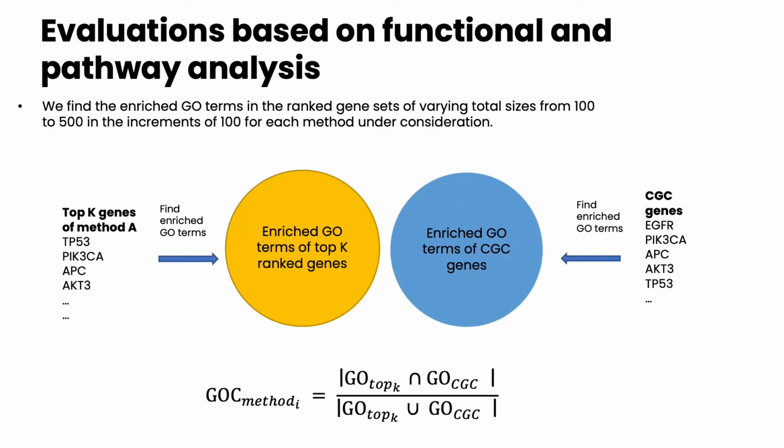We also tried another evaluation, in which we define new metrics that measure how well the associated functions of the ranked genes and the reference set match. First of all, we find the enriched GO terms in the ranked gene sets, whose total sizes vary from 100 to 500 in increments of 100, for each method under consideration. And we repeat the same GO term enrichment analysis with the reference gene set. And we calculate the GO consistency score, which is the size of the intersection of GO terms divided by the size of the union of GO terms.